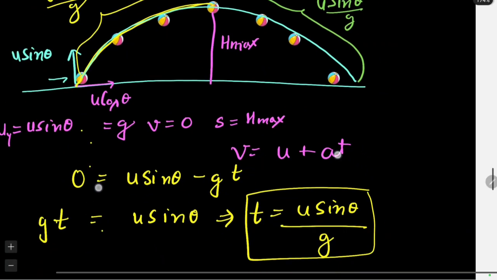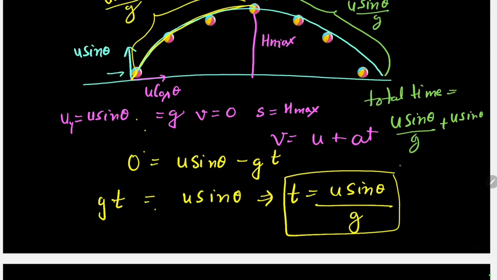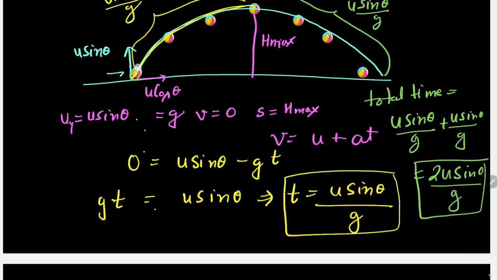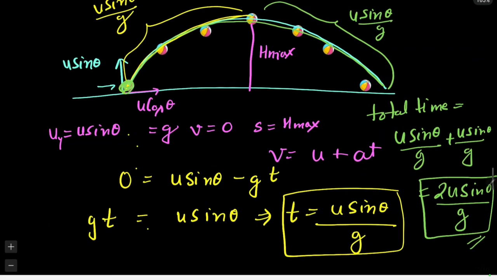So what will be the total time of the flight? It is going to be u sine theta over g plus u sine theta over g. So the total time of the flight would be 2u sine theta over g. That means when you kick the football, it will remain in the air for 2u sine theta over g time. Cool. Now comes something very important.